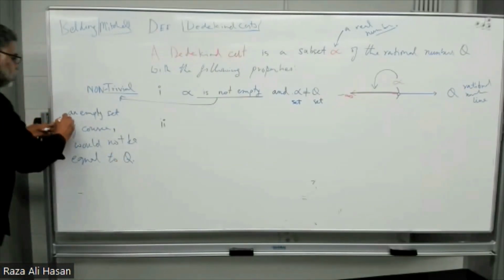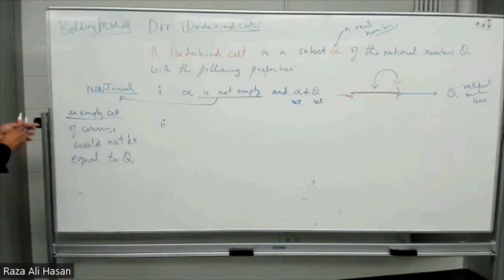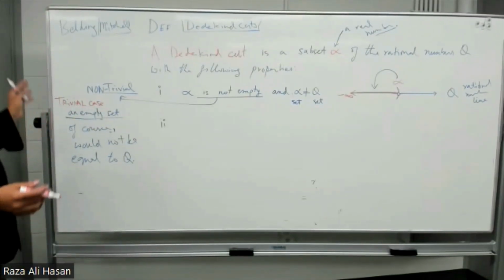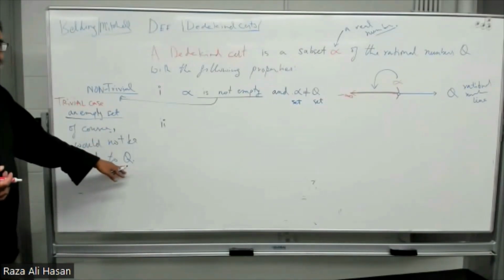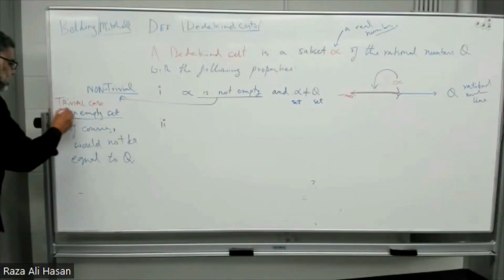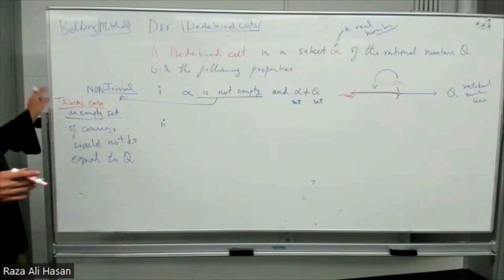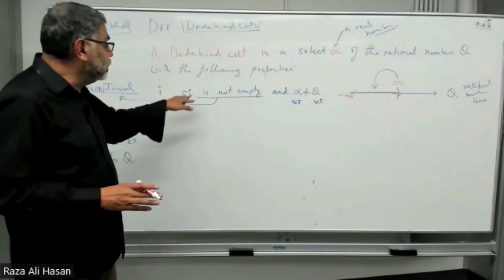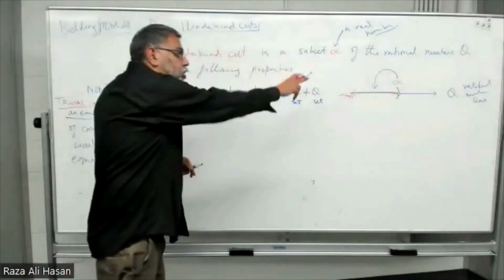So an empty set, of course, would not be equal to Q, but this is a trivial case. If the set was empty, it's automatically not equal to Q. It's trivial. So this is the trivial case. What we want to make sure is that the non-trivial case is true, that when alpha is not empty, it is still not equal to Q.